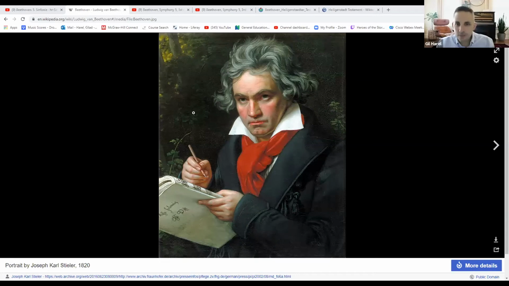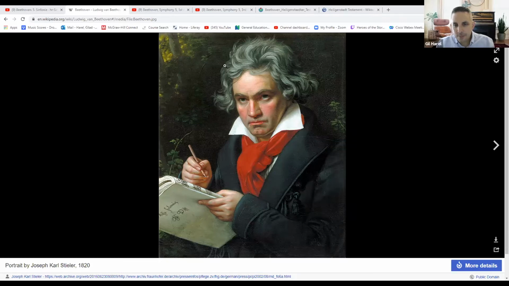First, let's consider Beethoven, the man. Here's a portrait of Beethoven that was done in 1820, just about 6 years before his death. Beethoven died in early 1827. This was painted by Josef Stieler in 1820, late in 1820. Here you can see Beethoven is holding a copy of his Mass in D, the Missa Solemnis.